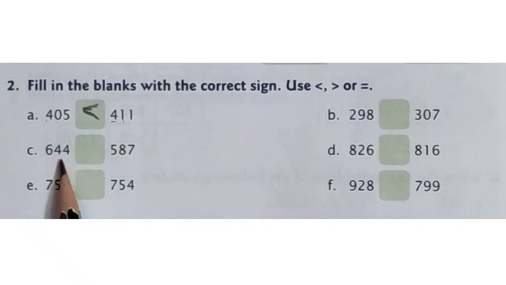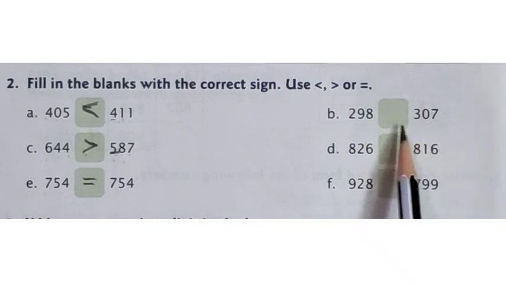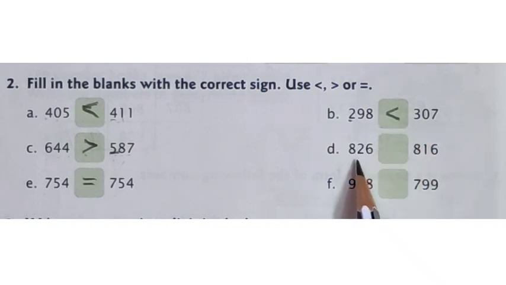Now let's move to the second one. 644 and 587. So 5 is smallest. So greater than sign, 644 is greater than 587. Now here 754 and 754, both are equal. So write down equal to sign. Now next, 298 and 307. Here 2 is small. So 298 is less than 307.